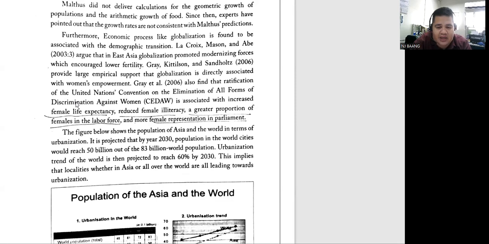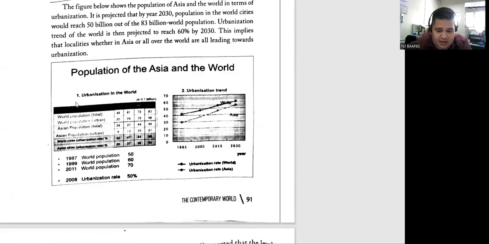Found that the ratification of the UN's Convention on the Elimination of All Forms of Discrimination Against Women is associated with an increase in female life expectancy, reduced female illiteracy, and a greater promotion of females in the labor force. And moreover, this female representation in parliament. The figure below, which is Table 1.0, page 91, found in your PDF.